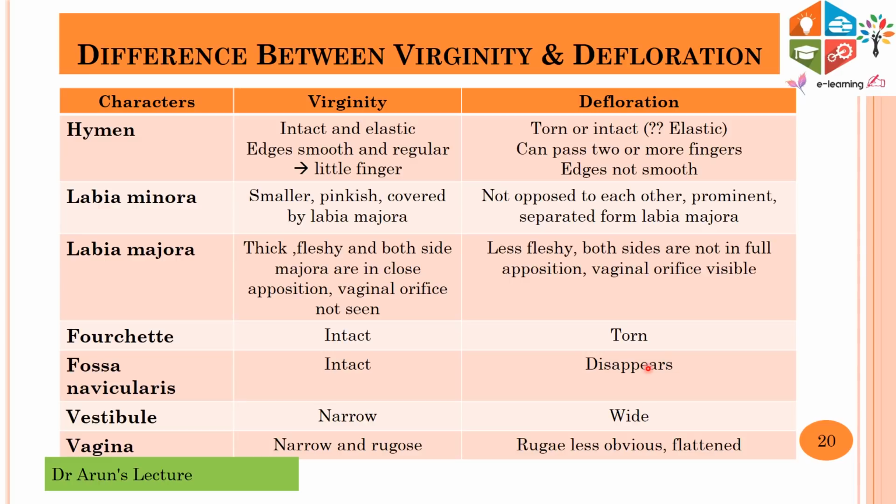In case of the vestibule, it appears narrow in virginity and wide in case of a deflorated woman. The vagina appears narrow and rugae are seen, and in case of a deflorated woman, the rugae are less obvious and flattened. By repeated acts of sexual intercourse, the rugae disappear completely.